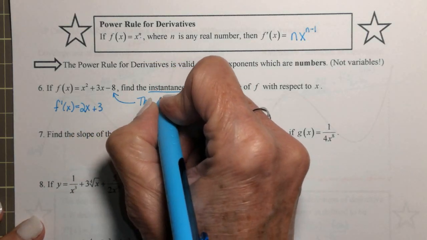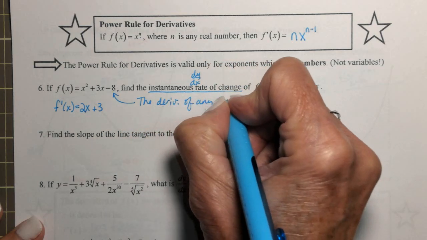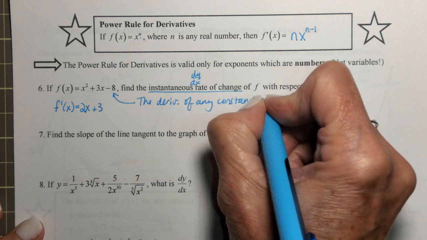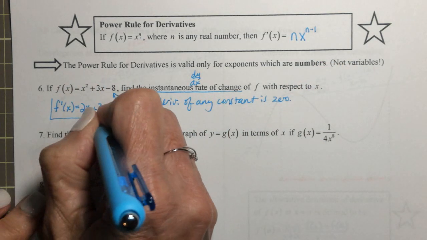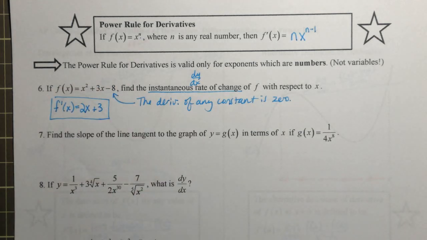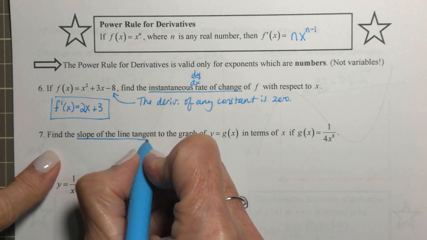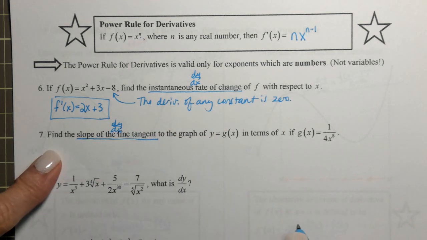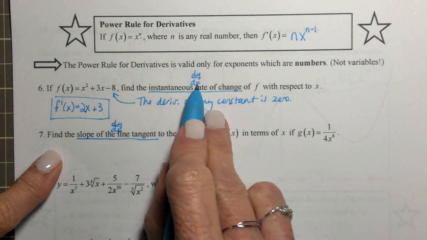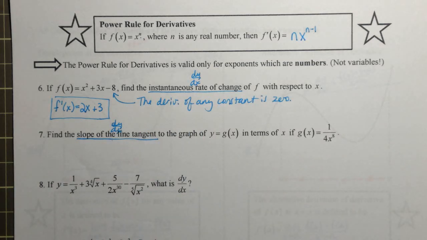The derivative of any constant is 0. So this is just our derivative. There's no need to box it. That's our derivative. Okay? Find the slope of the tangent line. That's our derivative again. Okay? I like to give you different meanings so that you can learn the different meanings of the derivative.